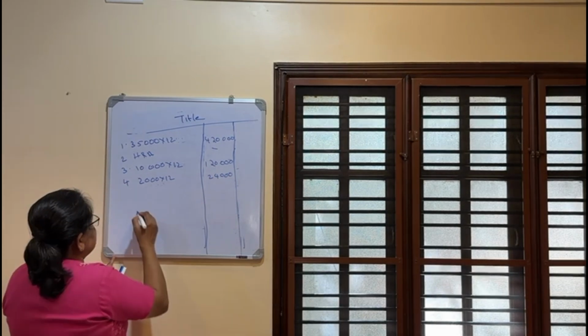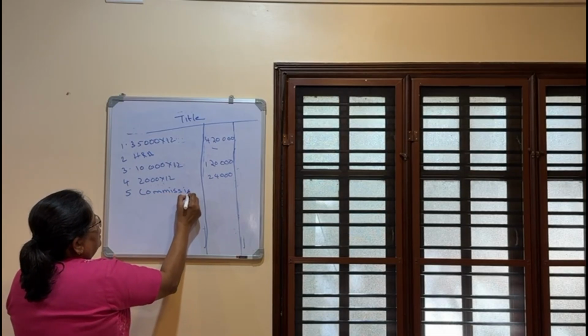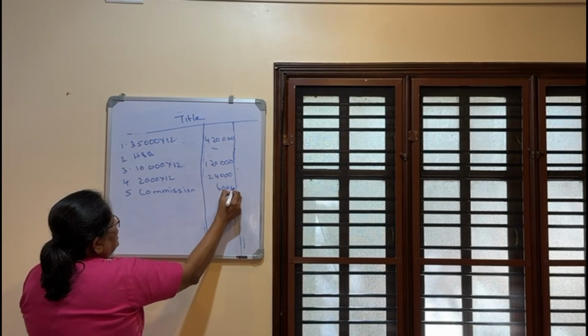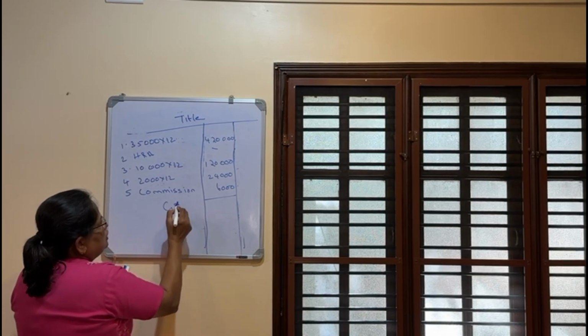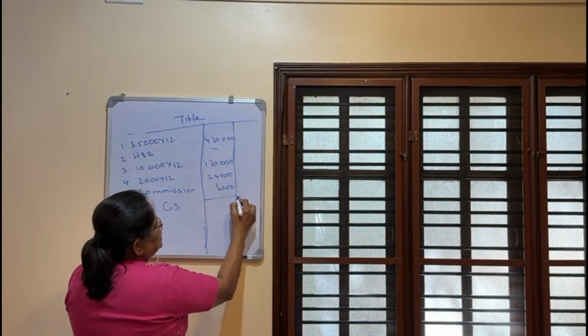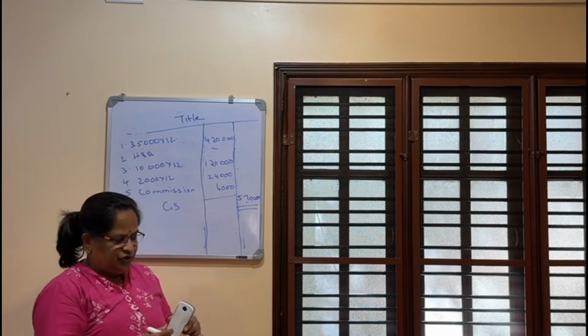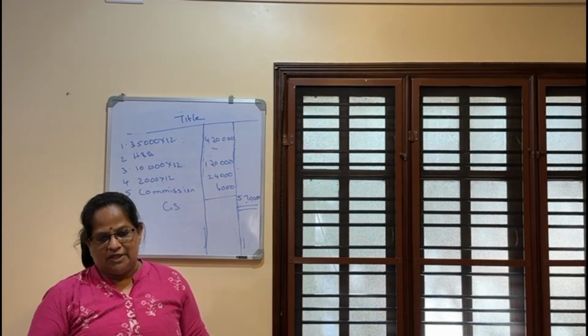Then commission 6,000. So gross salary, adding all this, is 5,70,000. So this you have to calculate. You have to read the question properly and see what they have asked.